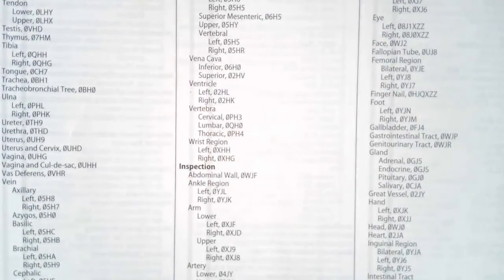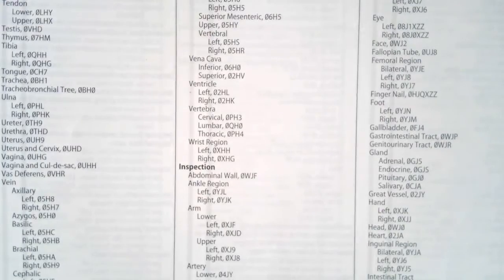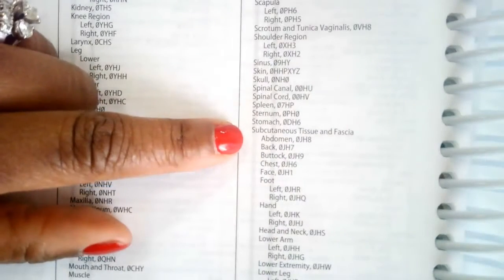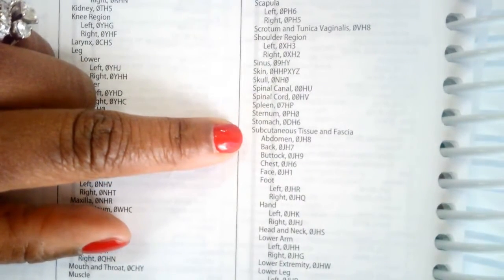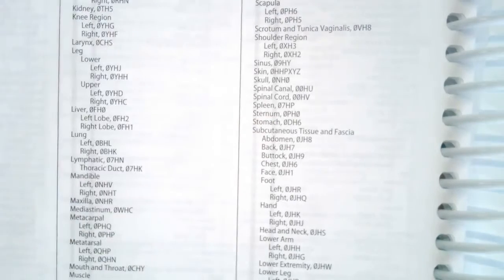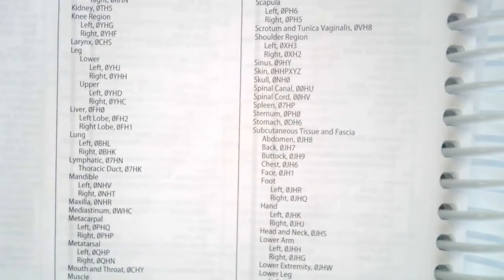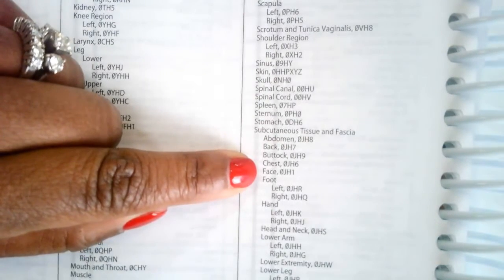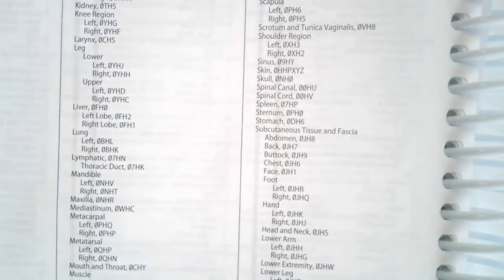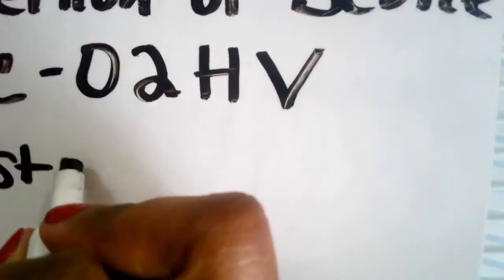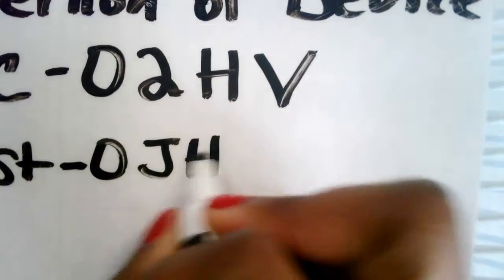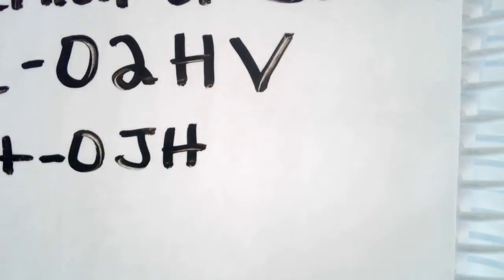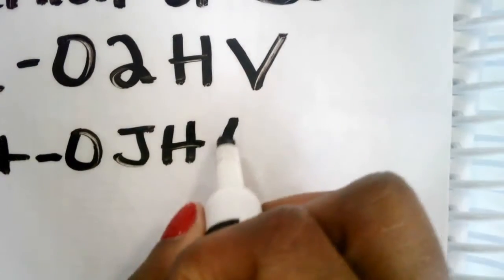All right. Now, while I'm over here, I need to pick up that second procedure that was performed. And here, I'm going to go to subcutaneous tissue and fascia. And under there, I'm going to go to chest. And that gives me table 0JH. So like before, I'm going to write down my table 0JH, and then my body part was 6.